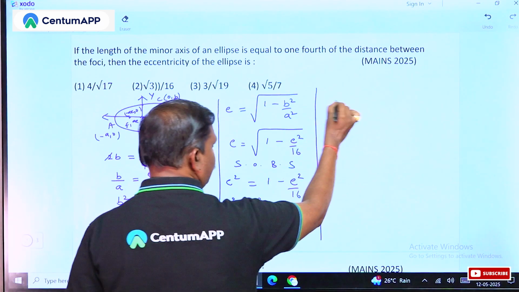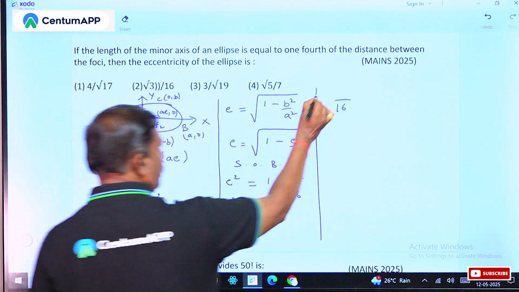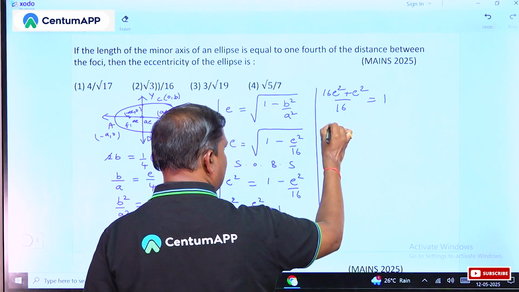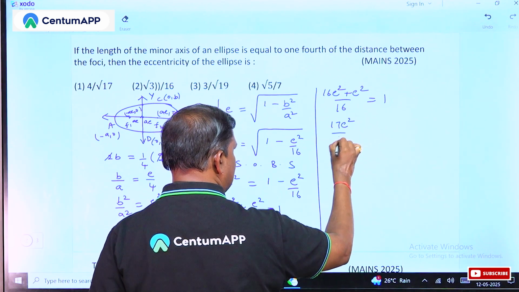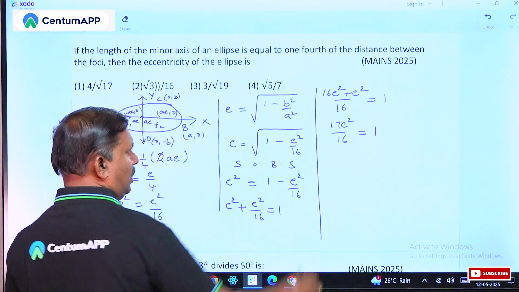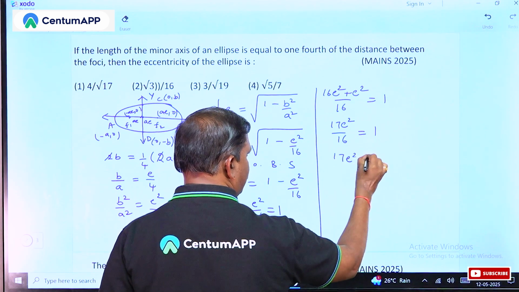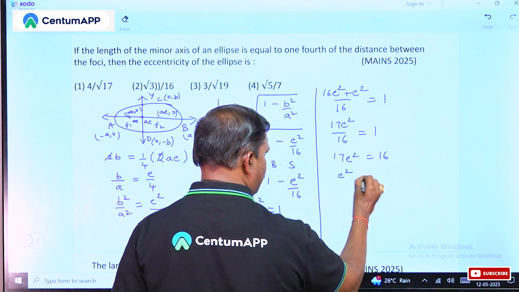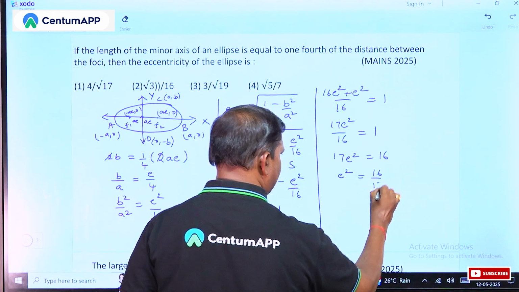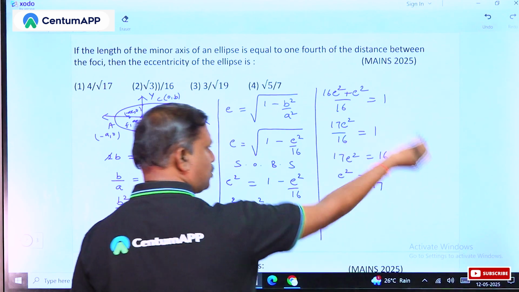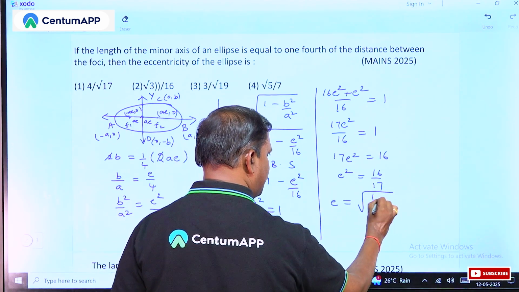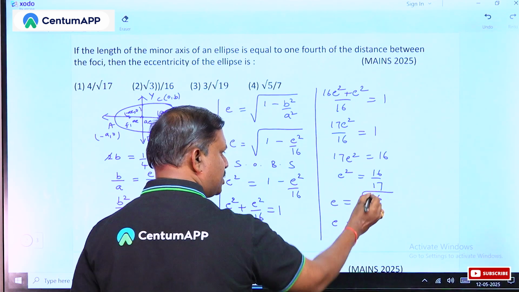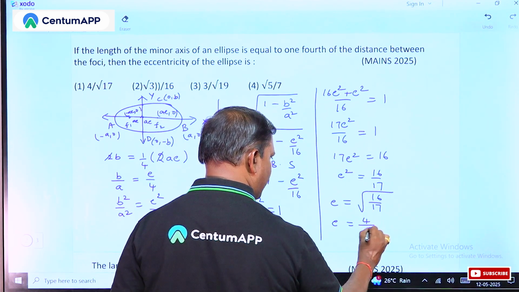Okay, now take the LCM. 16 is the LCM. In the numerator, 16 e square plus e square is 17 e square, so 17 e square by 16 is equal to 1. Cross multiply: 17 e square is equal to 16 into 1, which is 16. Transposing 17 to that side, e square is equal to 16 by 17. Now find the e value: the square transposes to that side and becomes a square root, so e is equal to the square root of 16 by 17. Now root 16 value is 4, so e is 4 by root 17.